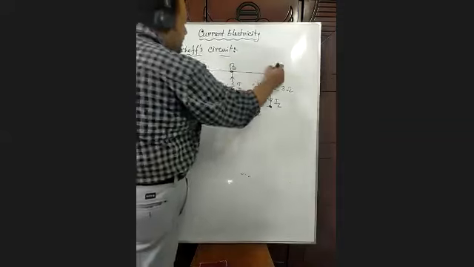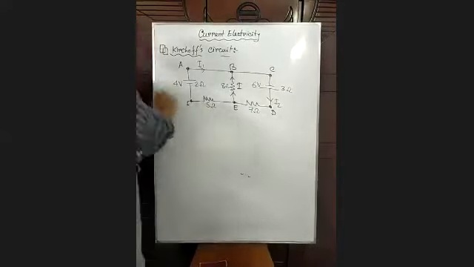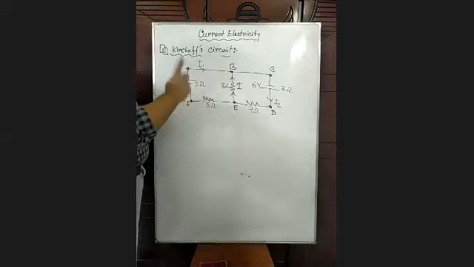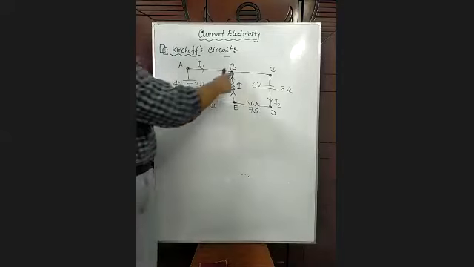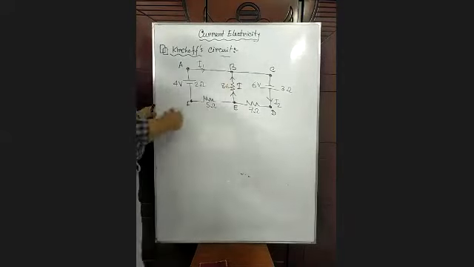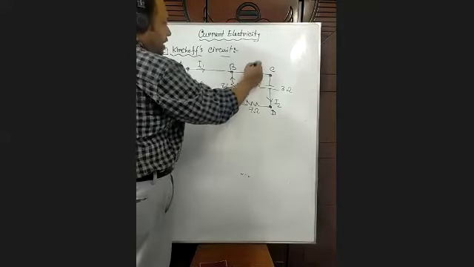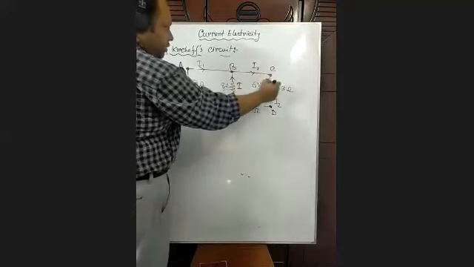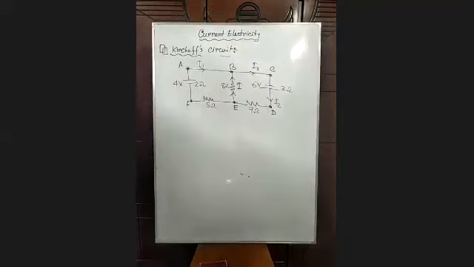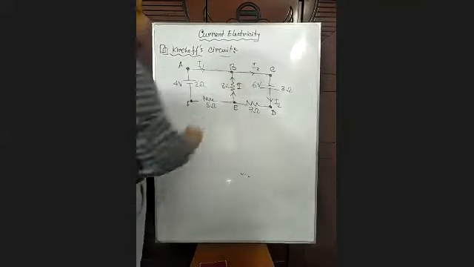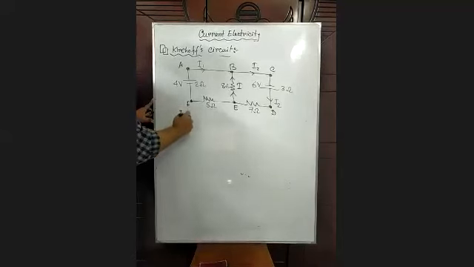A, B, C, D, E, F. If I mark all of the points, then I can make some loops. First, I can go for the first equation, which uses Kirchhoff's first law. If you go to point B, I1 current is coming, I current is coming, but I2 current is going. So I1 is coming, I is coming, but I2 is going.